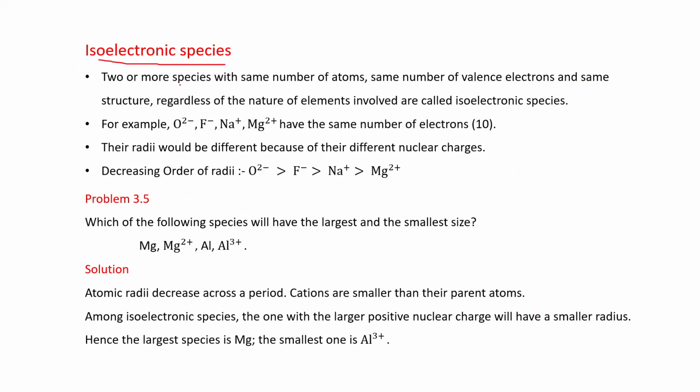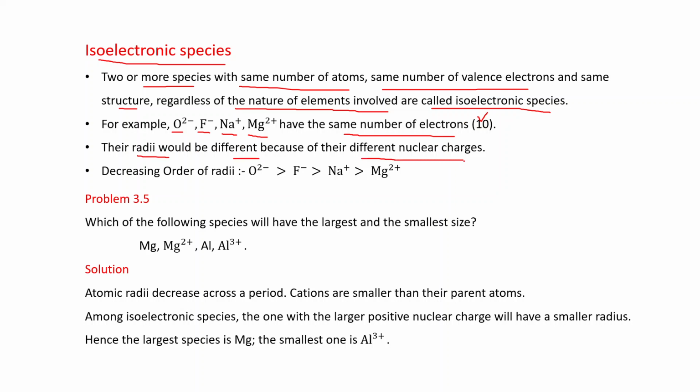Isoelectronic species. Two or more species with the same number of atoms, same number of valence electrons and same structure, regardless of the nature of elements involved, are called isoelectronic species. For example, O2 minus, F minus, Na plus, Mg2 plus have the same number of electrons, that is 10. The radii would be different because of their different nuclear charges. More the nuclear charge, smaller the size.